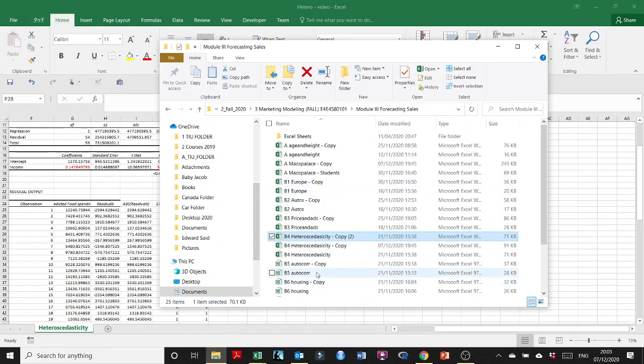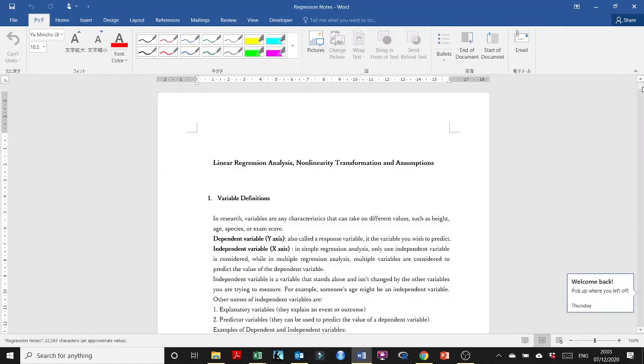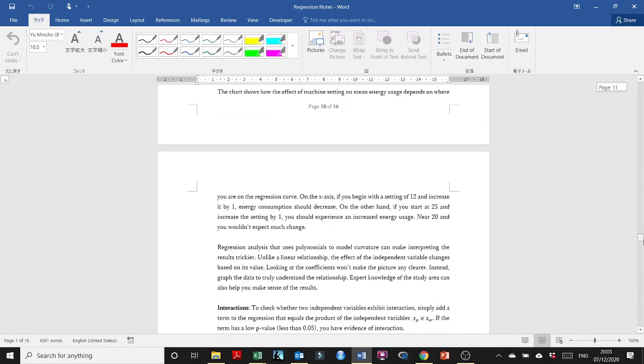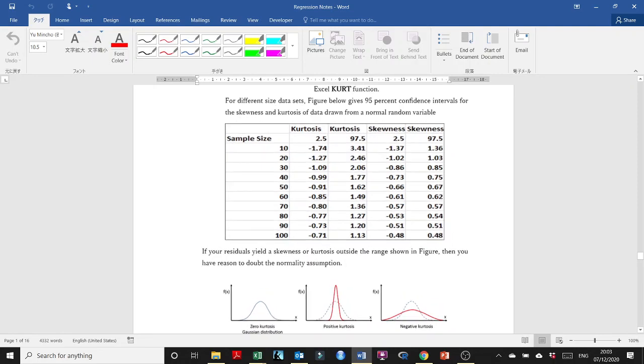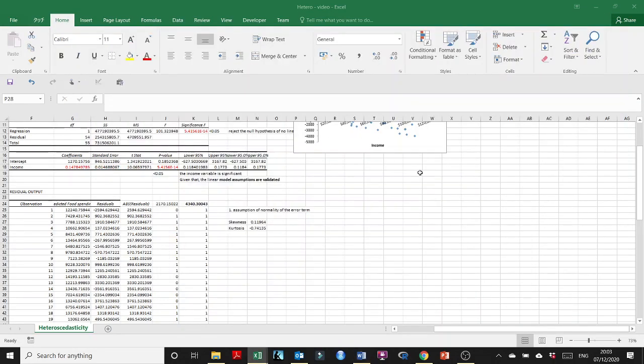Let me show you just the reference table that I got to guide my students here. So we have a sample size of over 100, so 100 or over. These are the ranges within 95% confidence intervals for the skewness and the kurtosis of data drawn from a normal random variable. This is the lower and the upper, the lower and the upper. And as you can see, our values lie outside this range.